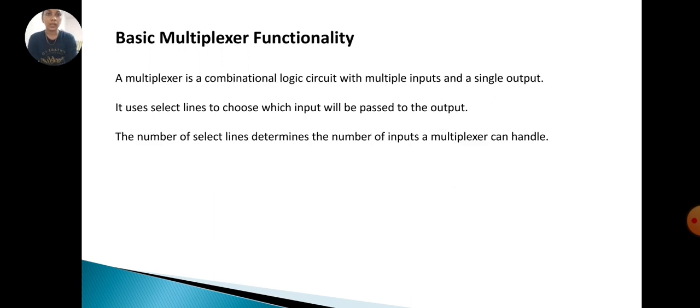Basic multiplexer functionality. A multiplexer is a combinational logic circuit with multiple inputs and a single output. It uses select lines to choose which input will be passed to the output. The number of select lines determines the number of inputs a multiplexer can handle.